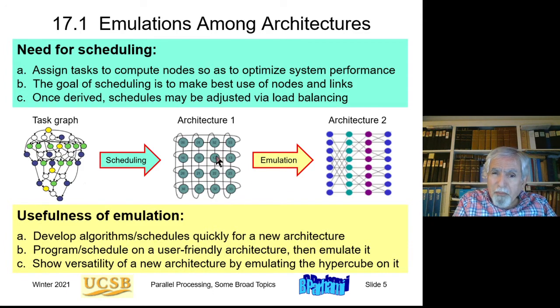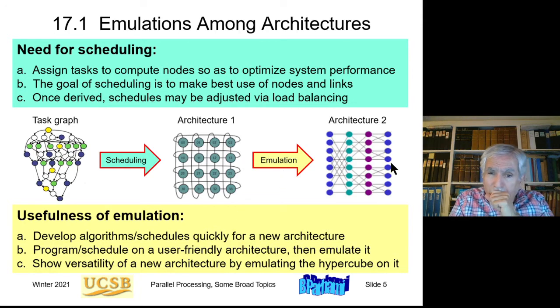Emulation is basically mapping one architecture onto another architecture. It's a problem of the same nature as scheduling. Again, you're mapping nodes of architecture 1 to nodes of architecture 2 and links of architecture 1 to links or paths in architecture 2. Here too, nodes will be mapped to nodes, and these links or data transfer paths can be mapped onto links or onto paths. Okay, if the nodes are not adjacent, they can be mapped onto paths.